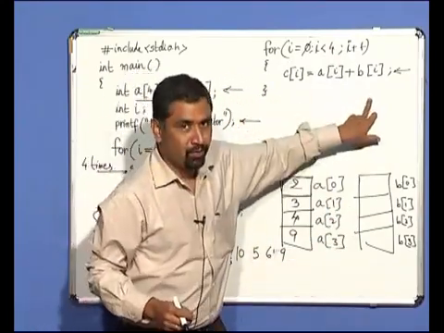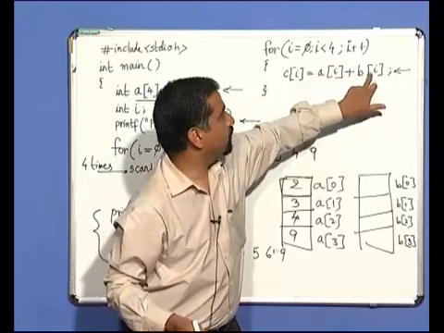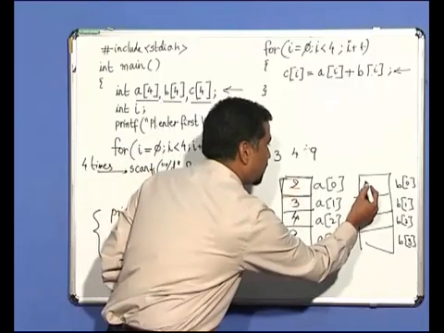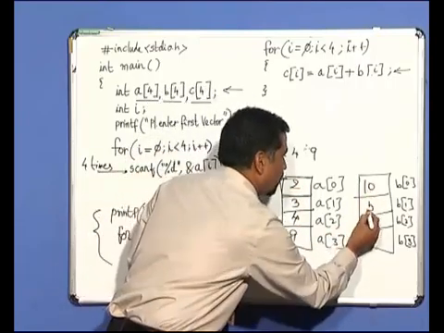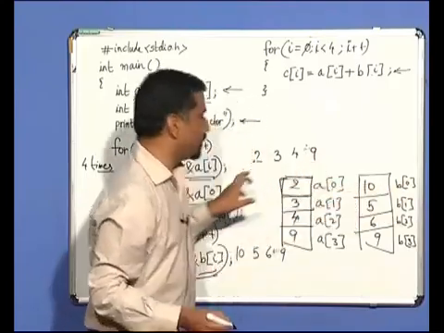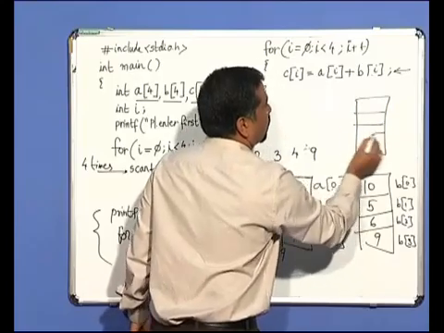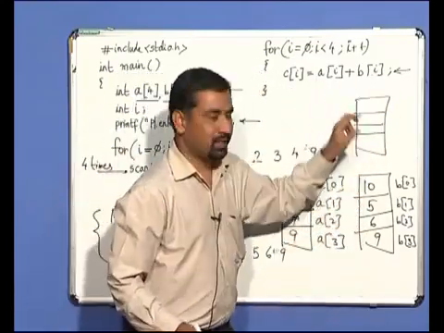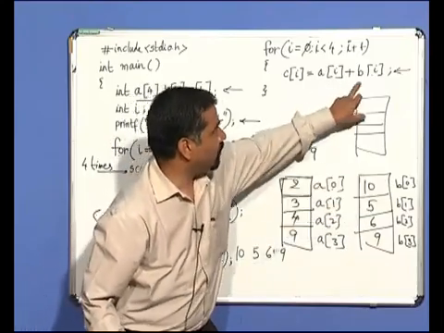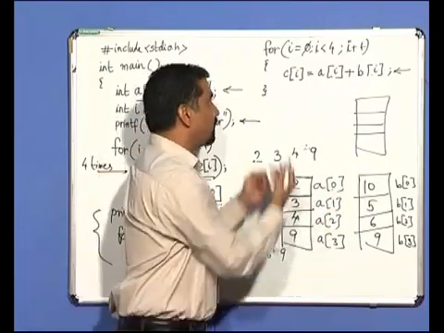Every time, what will it do? When I is equal to 0, it will add A of 0 to B of 0 and put it into C of 0. That is the value here. For example, the values would have been 10, 5, 6 and 9. A of 0 plus B of 0, put it into C of 0. So if you have a third matrix here, the first time this gets executed, it picks up 2, it picks up 10 because it's A of 0, B of 0, added with the plus operator, put into C of 0.